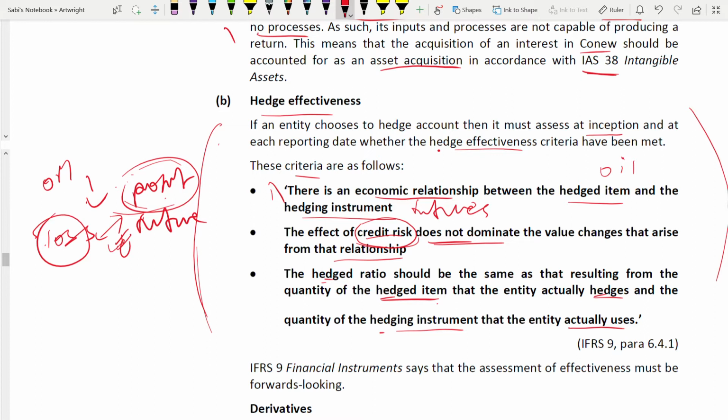What is the ratio? This is the hedged item, this is the hedging instrument. It should be 1:1. It should be the same. If it's 2:1, it does not meet the hedge effectiveness criteria. That is the meaning of it. Hedge ratio: 1:1, 2:2, 3:2. It will always be like that.